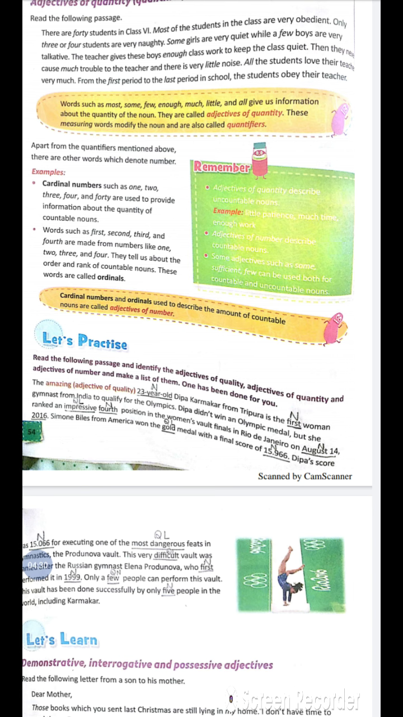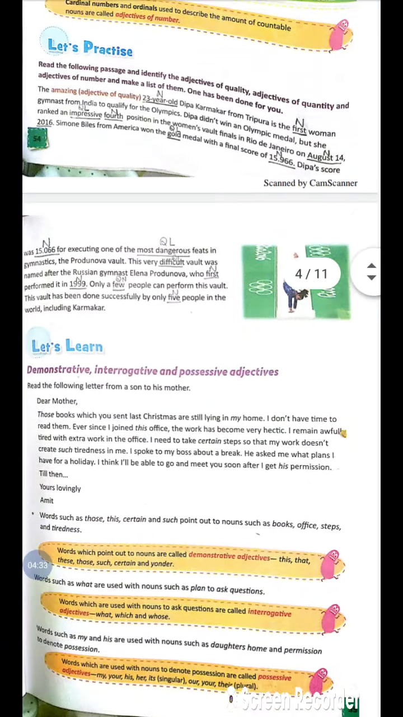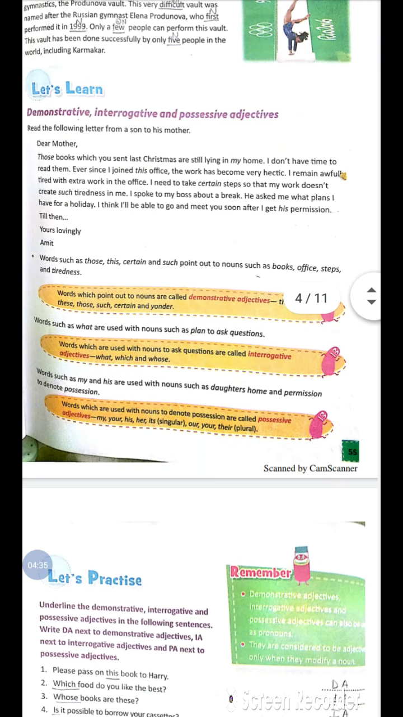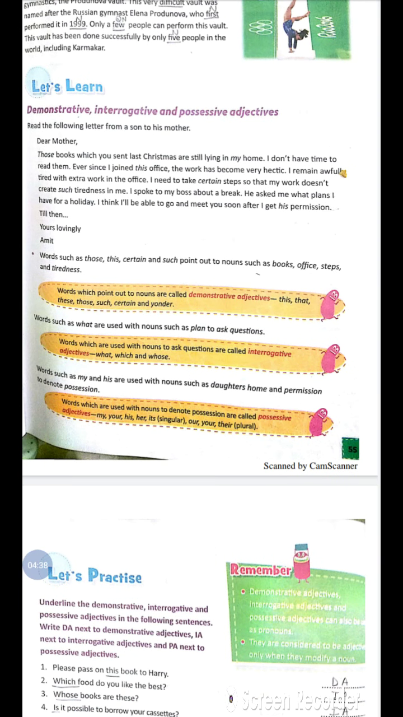Okay. So, next are demonstrative, interrogative and possessive adjectives. What are demonstrative adjectives? Words which point out nouns are called demonstrative adjectives. Look at this word, point out. And what are the examples? This, that, these, those, such, certain and yonder. Words such as what are used with nouns to ask questions.